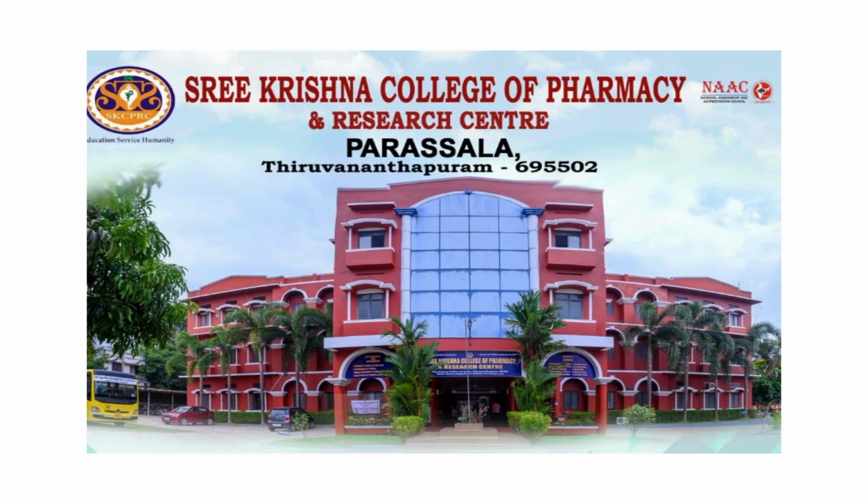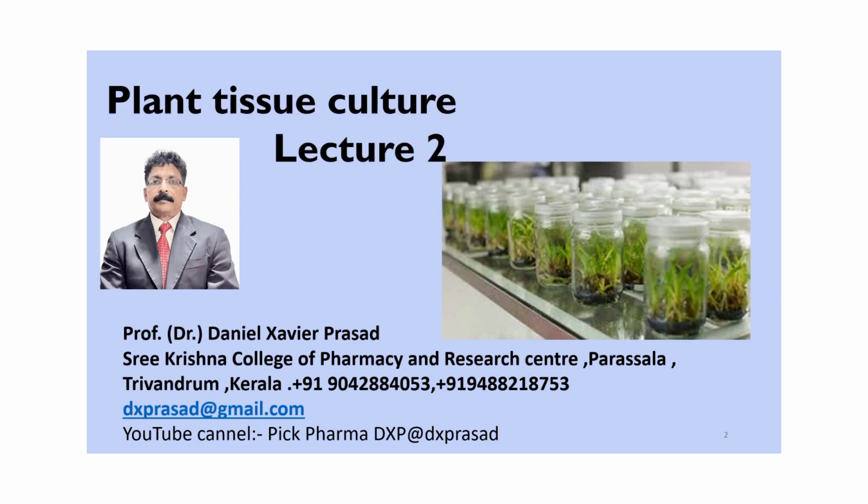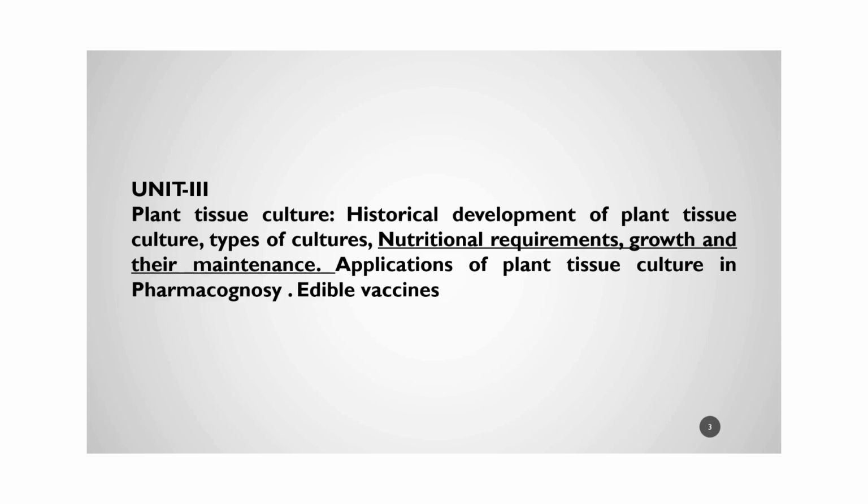This is for the 4th sem students, tissue culture. This is lecture number 2. In the last class we saw the definition of plant tissue culture, its history, and the types of cultures. Today we are going to discuss the nutritional requirements, growth and their maintenance.